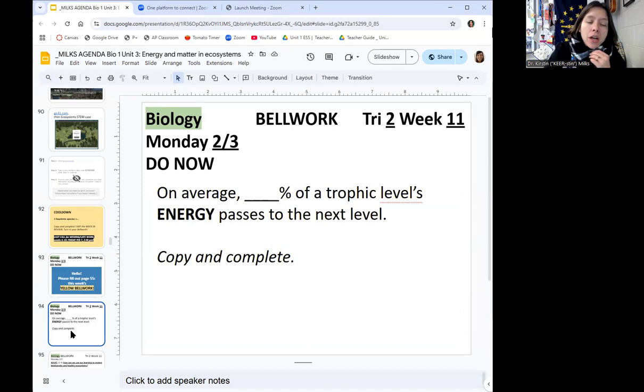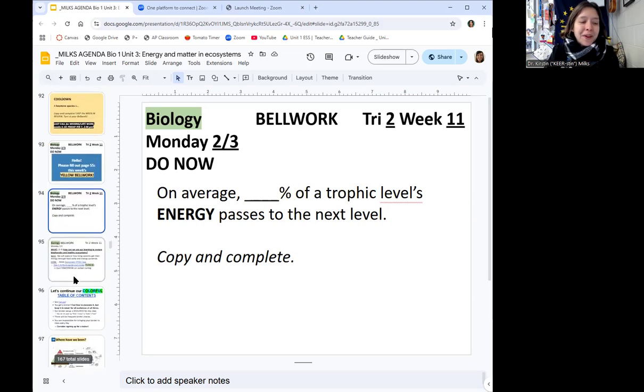Isn't that nice? So you should have learned from your time thinking through assignments what this percentage is. Question for you is, what percentage of a trophic level's energy passes on to the next level? Now, the matter might be different, but I'm asking a question about energy. If you don't know, I think a quick Google search will take care of it for you.